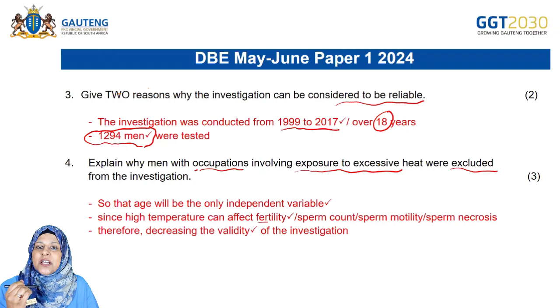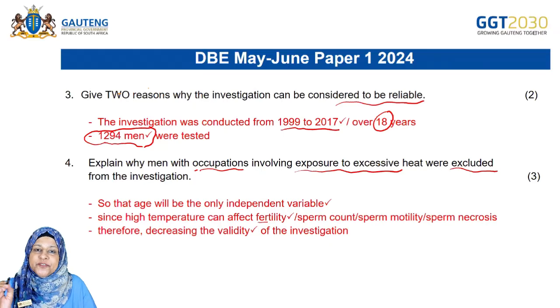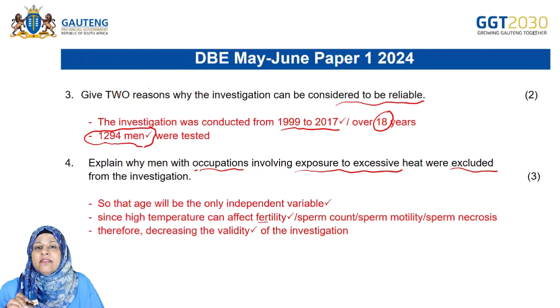We want to determine the age. As the man's age increases, how is his fertility changing? And we are doing that by measuring the sperm count. By exposing him to high radiation, the sperm count is going to decrease. So now we don't know whether age is affecting his fertility or the radiation. Therefore, those men were excluded from this investigation.